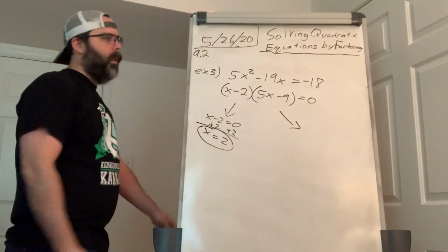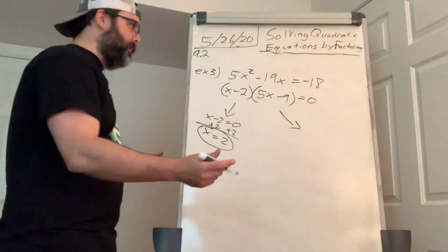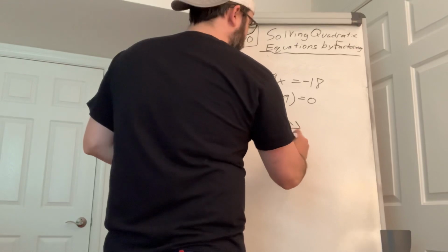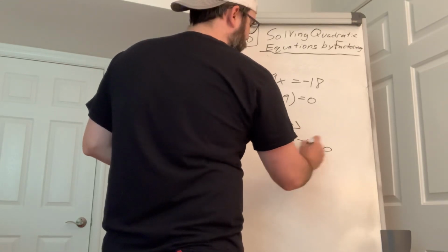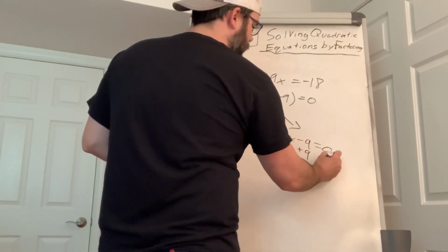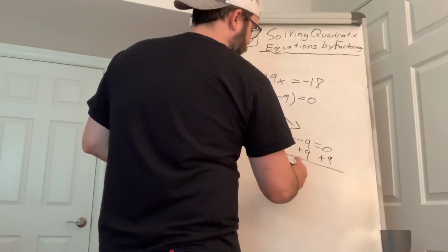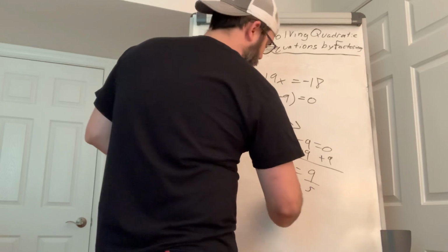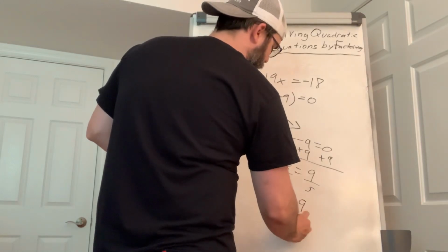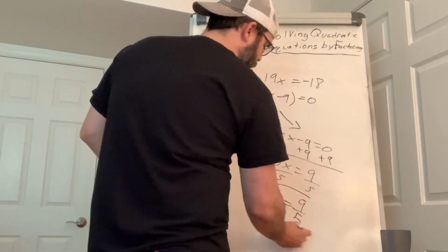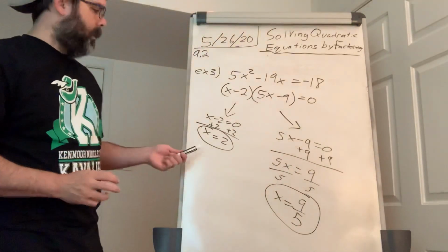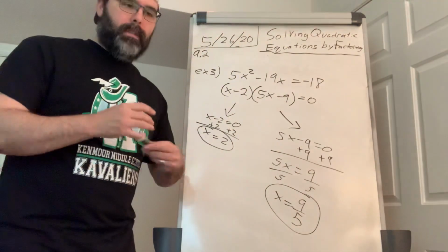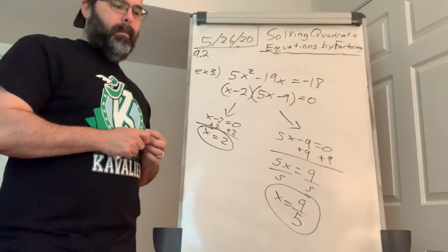Okay. This one we're going to have to do a little bit of work, which is fine. This is 5x minus 9 equals 0. We're going to add 9 to both sides, which gives us 5x equals 9. We're going to divide by 5. And x equals 9/5, which is possible. You don't always get a nice number. It is possible to get a fraction.